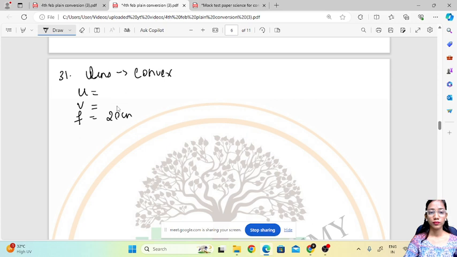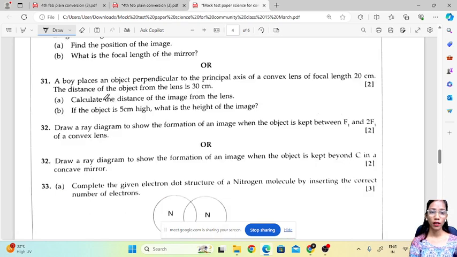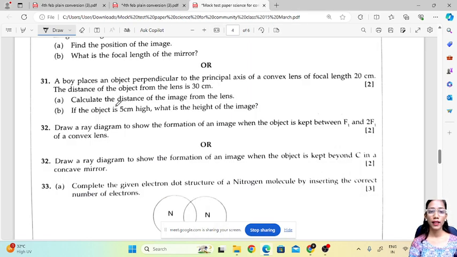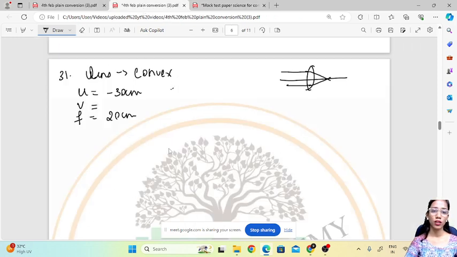Okay, now just draw a rough lens over here. Where is the focus of this lens? The focus is on that side, so the focal length is positive 20 centimeter. The distance of the object from the lens is minus 30 centimeter. Object distance is always minus. We have to find the distance of the image, we have to find v. H is also given, it is 5 centimeters, to find H dash.